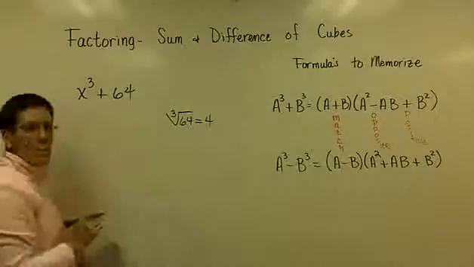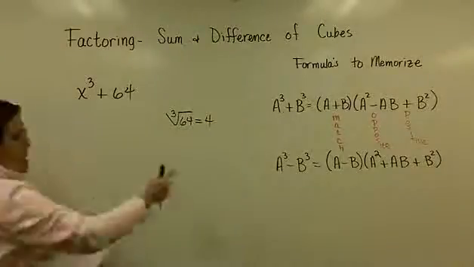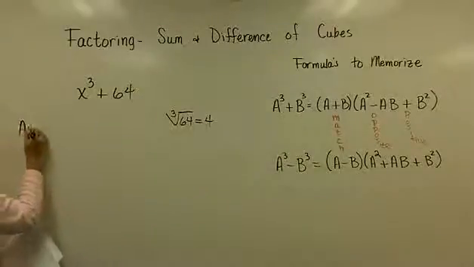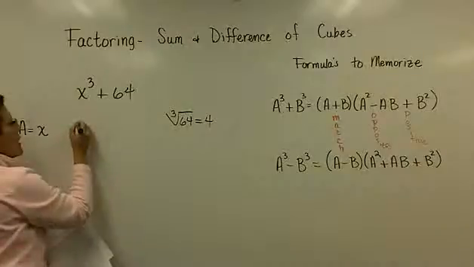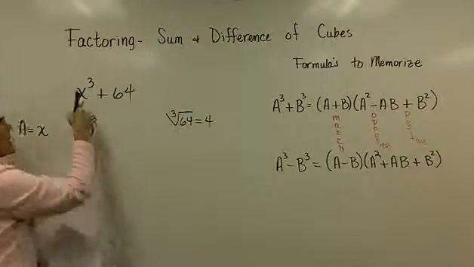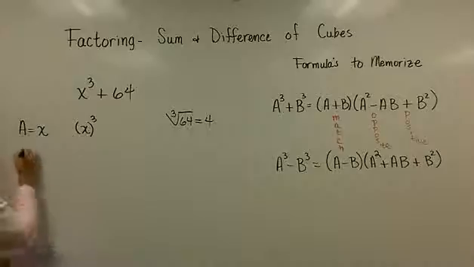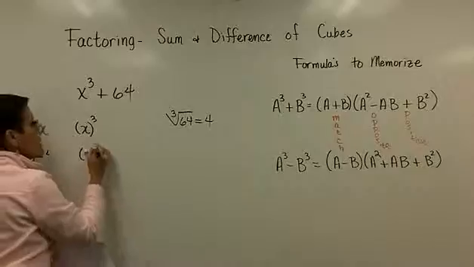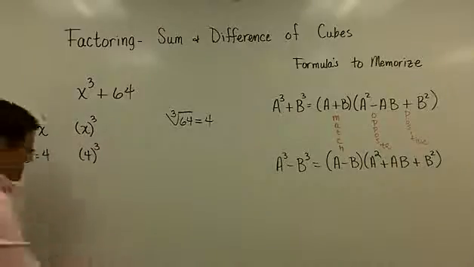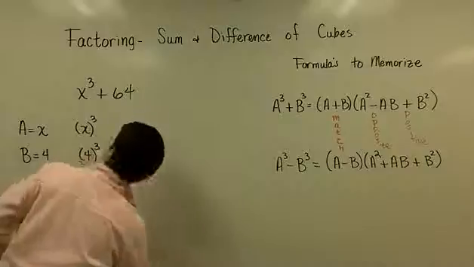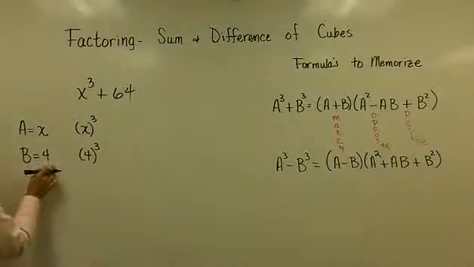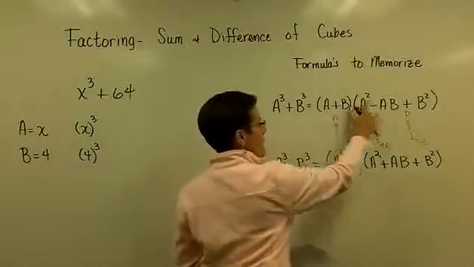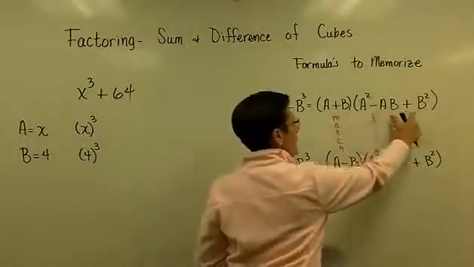So that's how, when working with numbers, you find out what value is your a value to go in here and your b value to go in here. My a value in this problem is x, because I would take the letter x and cube it to get that term. And my b value in this problem is the number 4, because I would take the number 4 and cube it to get 64. And then I would take this x and this 4 and put them in right here. I'd put in an x plus 4, and then an x squared minus x times 4 plus 4 squared.